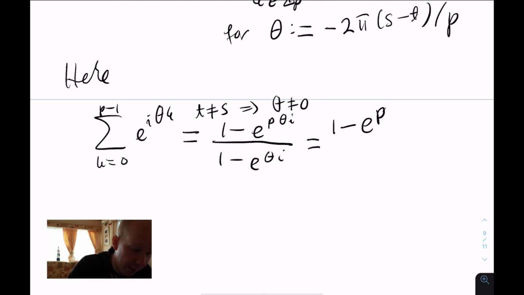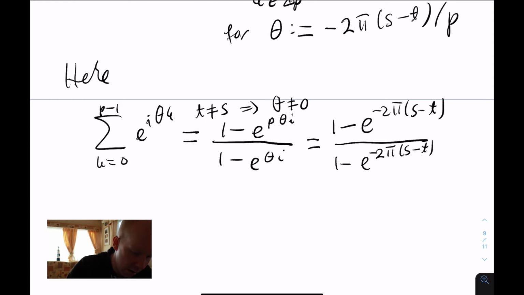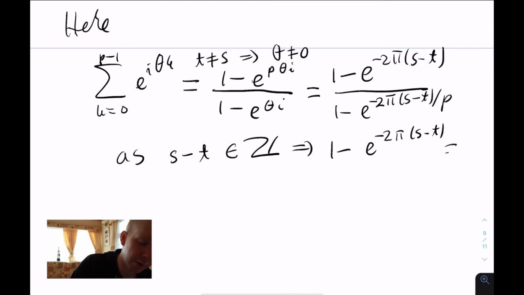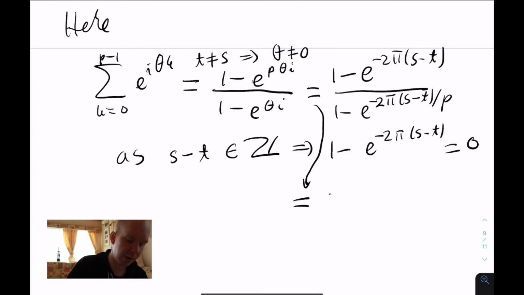If you multiply it by theta, you get minus 2 pi (s minus t). And then here you get 1 minus e to the power minus 2 pi (s over t) divided by p. But as s minus t is an integer, this implies that 1 minus e to the power minus 2 pi (s minus t) is equal to 0. So thus this whole thing is equal to 0 in this situation.